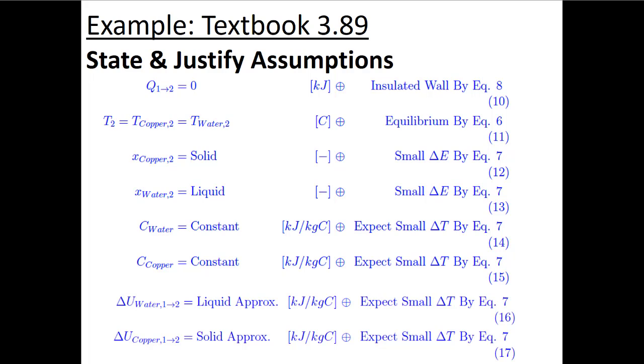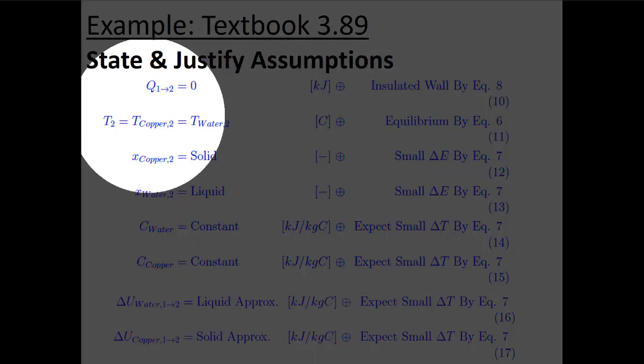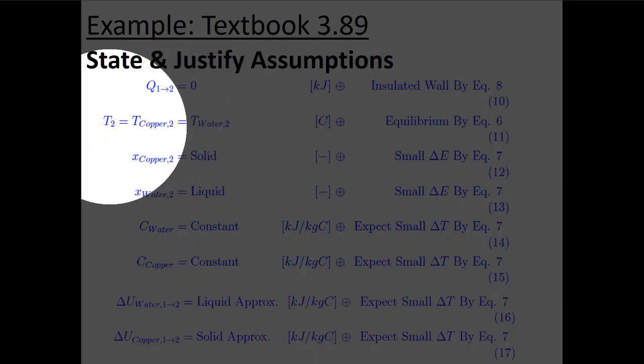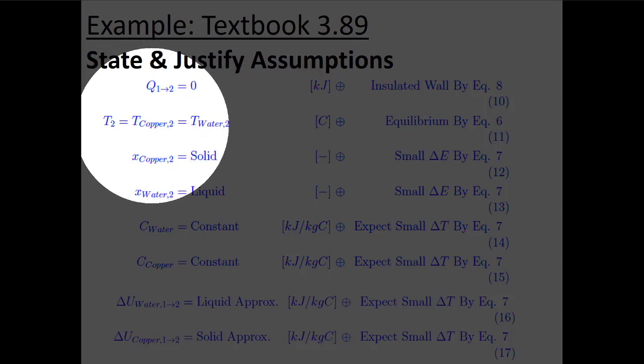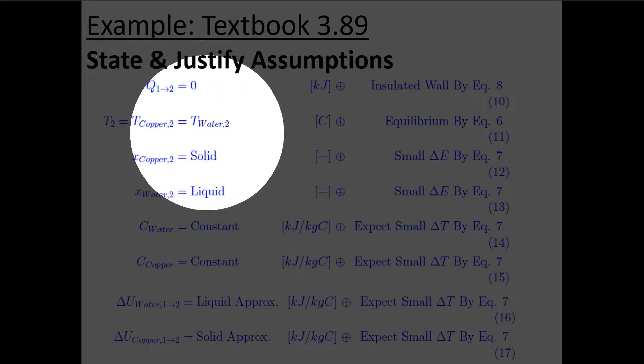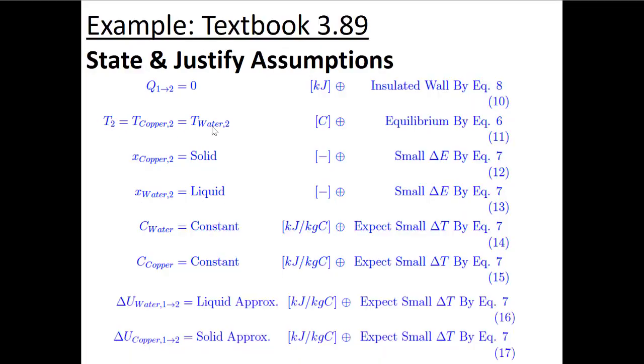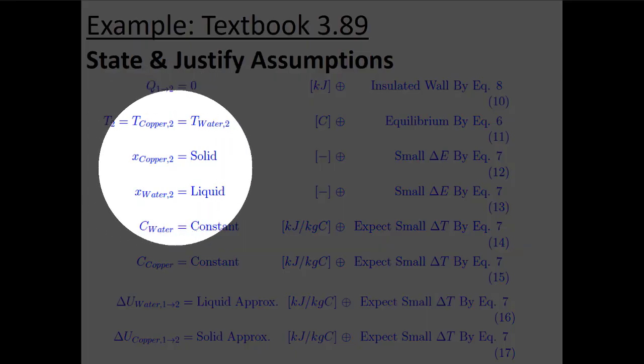I'm going to assume that at equilibrium, I have one temperature, temperature 2, which is the same as the temperature of copper at state 2, and the same as the temperature of water at state 2. So at equilibrium, I'm going to assume that all these temperatures come to be the same temperature, because otherwise I wouldn't be at equilibrium. Again, we're usually going to use X to denote quality, but if we're not changing phase, we can also talk about X in terms of what's the phase.